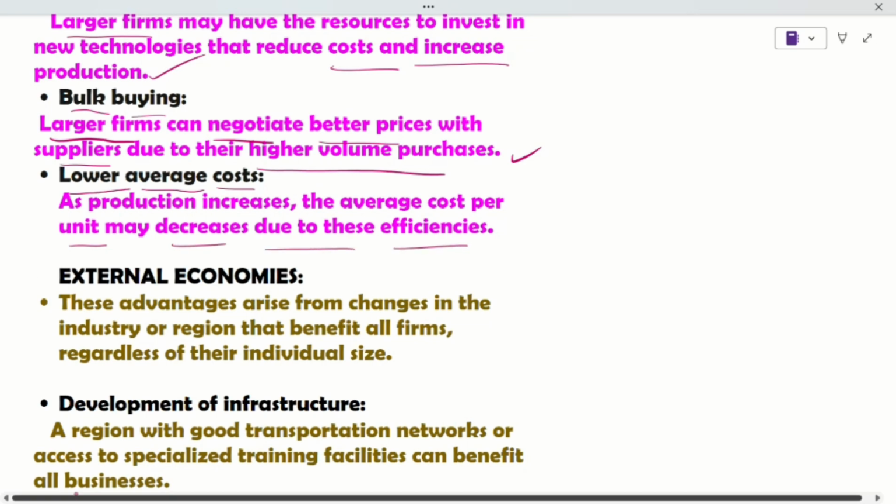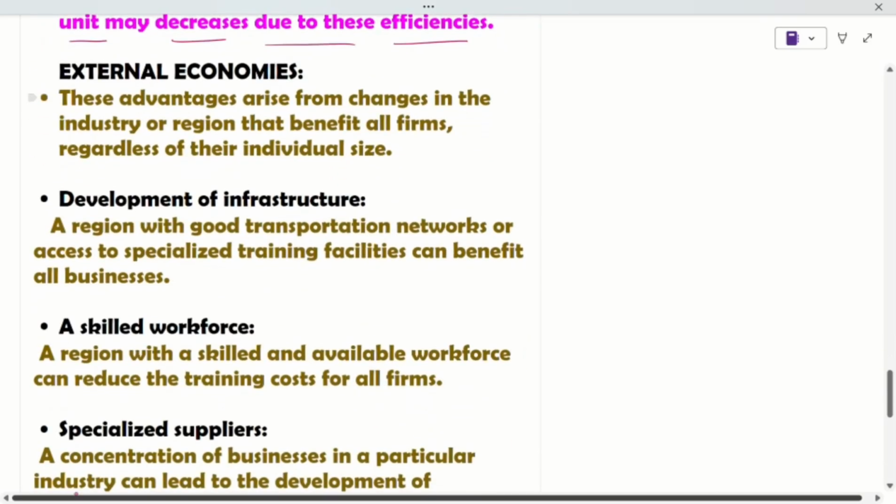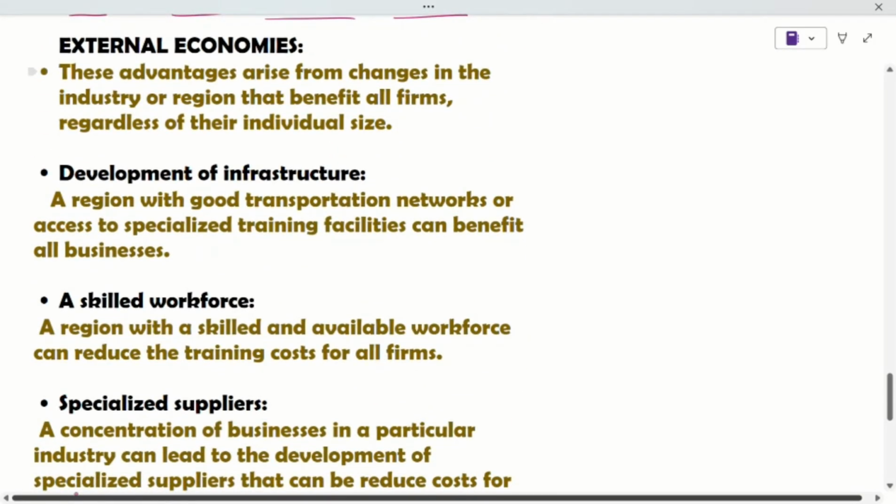And next thing is external economies. These are the same advantages that arise from changes in the industry or region, which also benefit all companies regardless of their individual size. They won't look at themselves individually. They look at company development regardless.